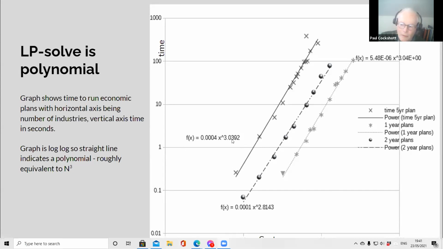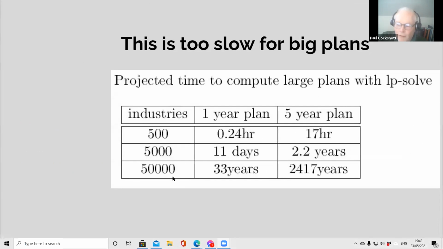And the critical thing is if you plot this on a log-log scale, you get that the graph is proportional to x to the power of 3. So it's an x cubed problem. And whilst in computer science terms that's regarded as polynomial and thus tractable, if you've got 1 million industries, it's not. For instance, even for 50,000 industries, if you applied the LP solve process to optimizing a 5-year plan, it would take 2,400 years. I was doing this on a $50 computer, it must be said, but 2,400 years is still a lot.